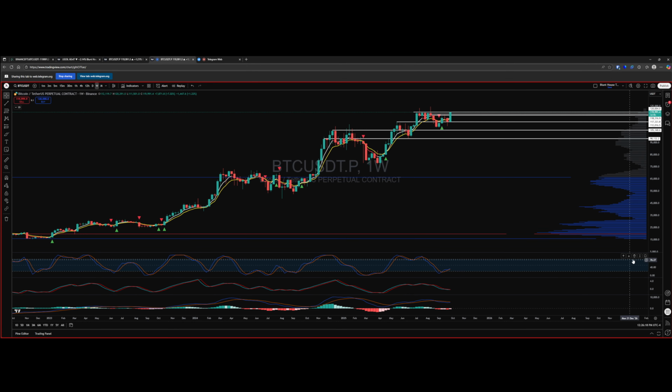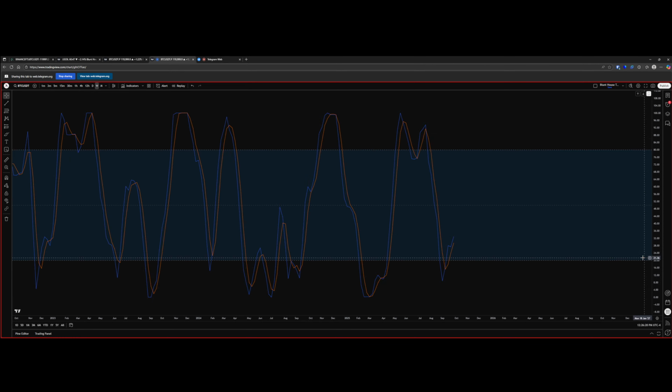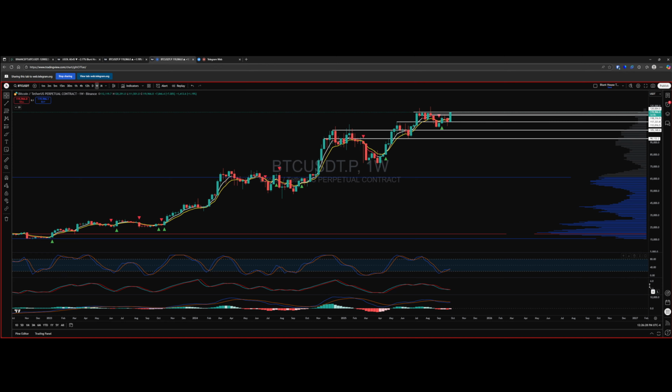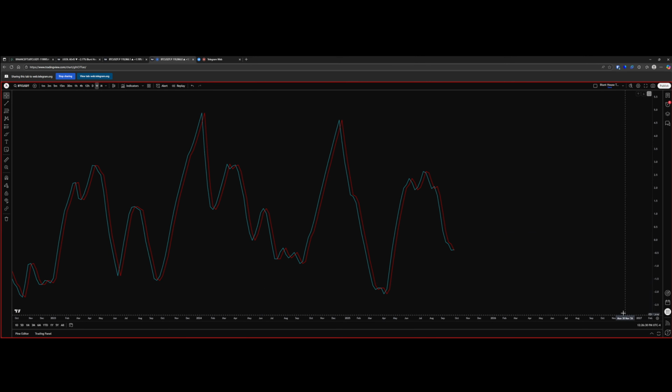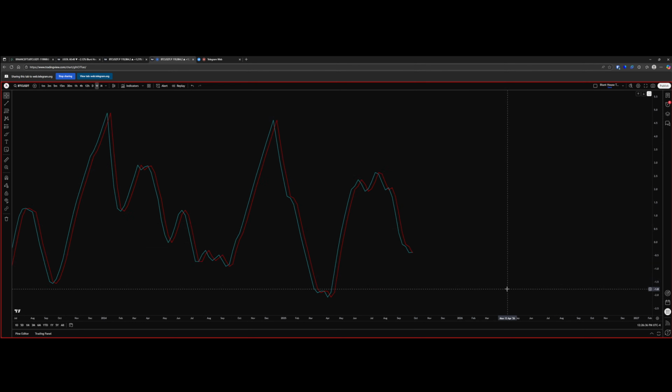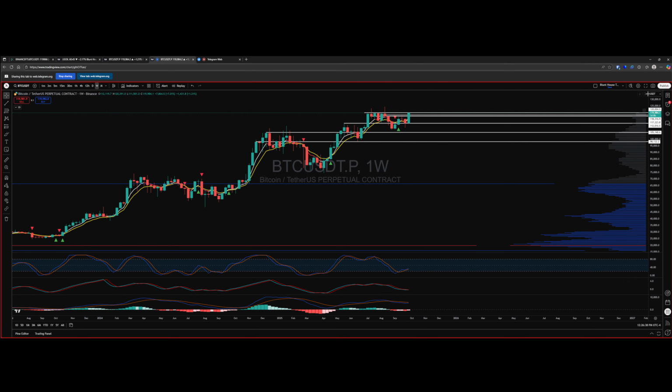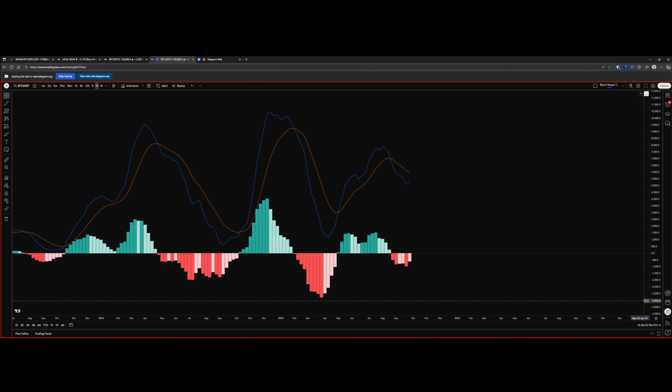This stochastic RSI on the weekly chart is looking like it wants to push higher, right? It's usually the first one that tells us what its intentions are. The Fisher transform was pretty clean on the way down, but it's starting to show us that maybe it's changing its mind. It's usually the one that follows the stochastic RSI. And then, of course, our MACD.